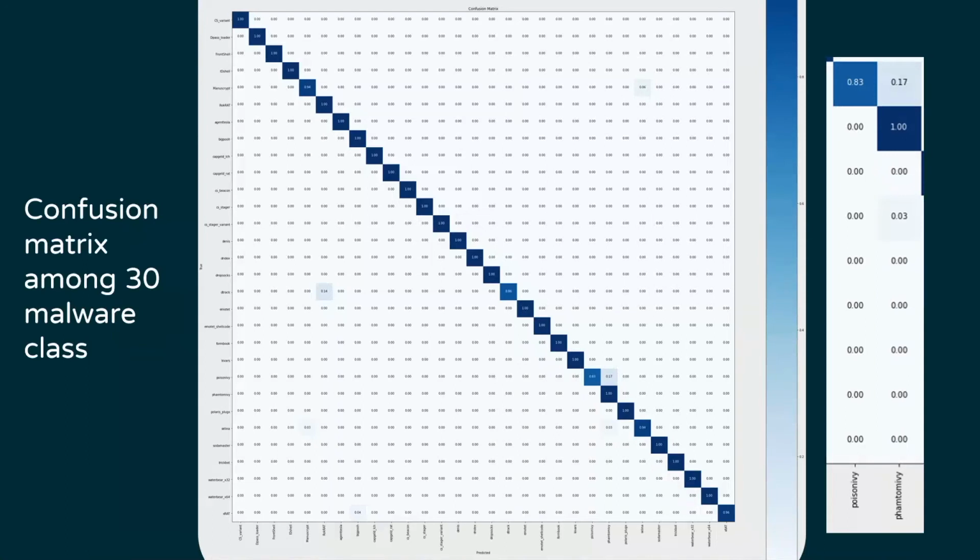From the confusion matrix, we can see that most of the categories can be classified very well. Only 4 types of malware have misjudgment. Among them, there is 1 category that has significant errors, as you can see in the picture on the right side. The 2 categories are Poison Ivy and the Poison Ivy variant, Phantom Ivy. Our model may recognize the common area of Phantom Ivy and Poison Ivy. So for some malware variants, our model may not be able to classify them very well.